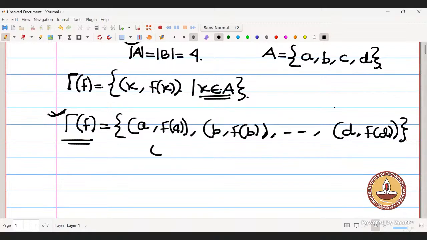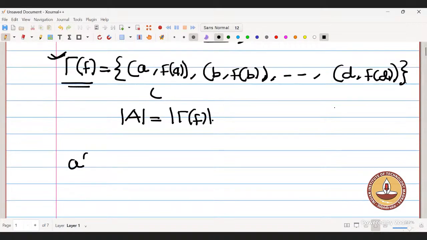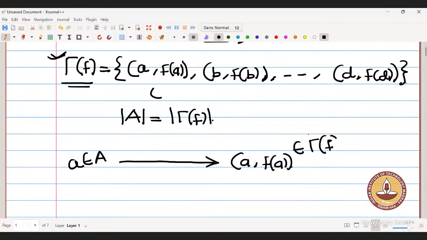So what I am basically trying to say is that the cardinality of A is the same as the cardinality of Γ. If I have an element in my domain, it corresponds to an element (a, f(a)) in the graph Γ, and this correspondence is one-to-one. So it's a bijection. So the cardinality of A, that is the domain, is the same as the cardinality of the graph of the function. Clear now? Yes.